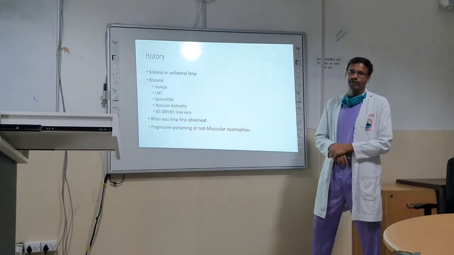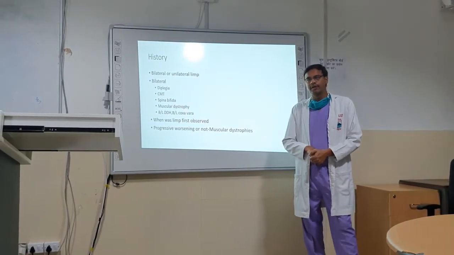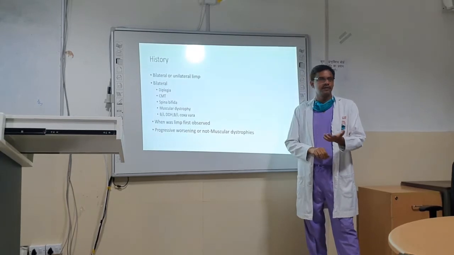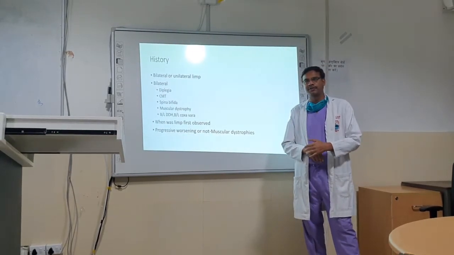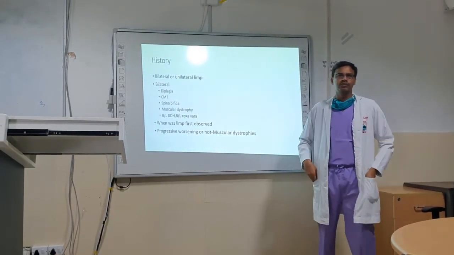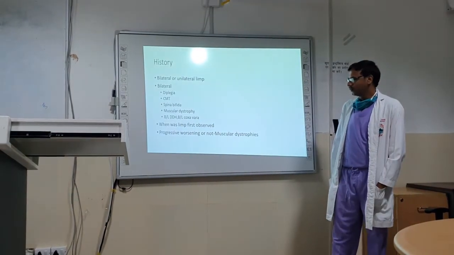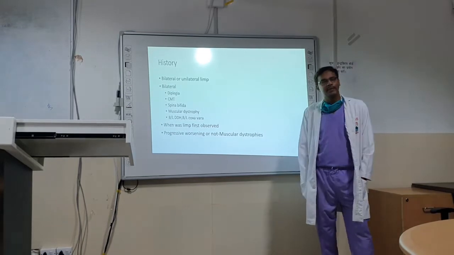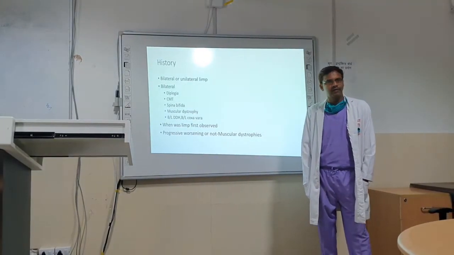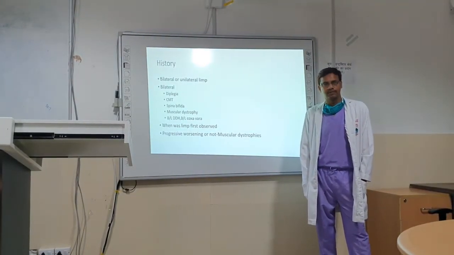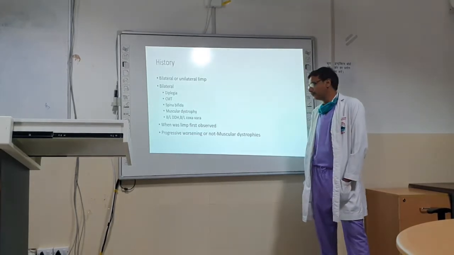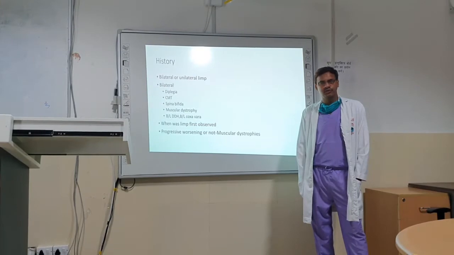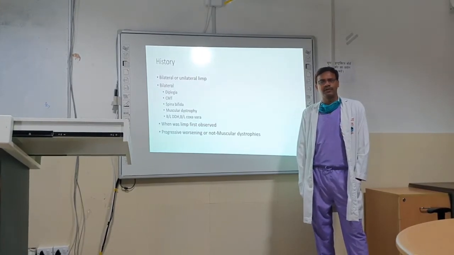Now coming to history. As usual, whenever you are evaluating a patient, there is history, then examination, then special tests, then investigation. So first is history. What points in history should you take? First you should ask or see whether the limping is bilateral or involves only a single lower limb. There are some important causes of bilateral limp so that you can rule them out. There are very few causes.